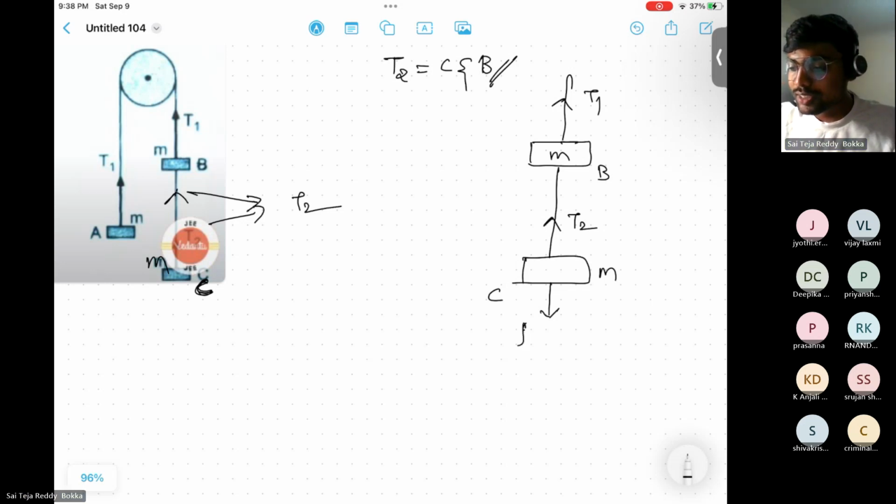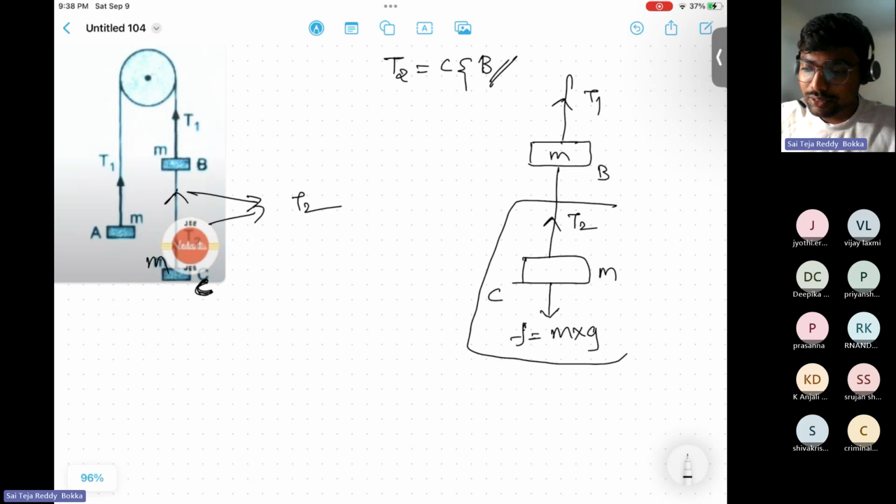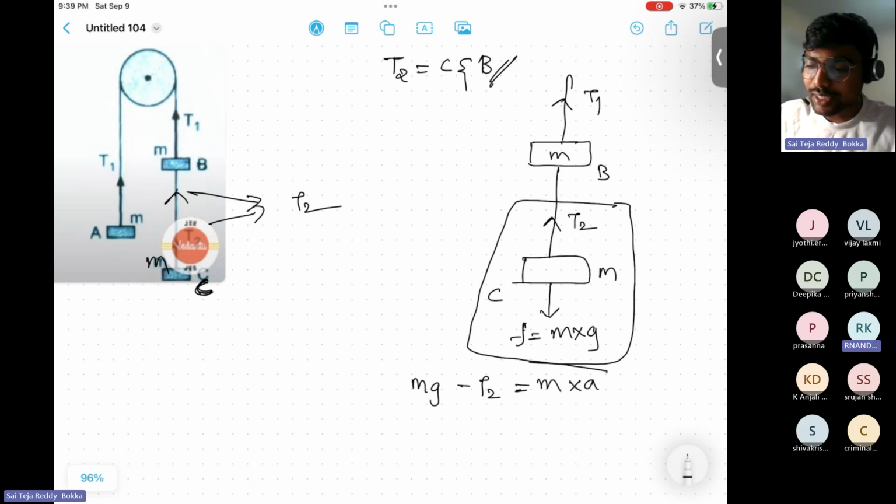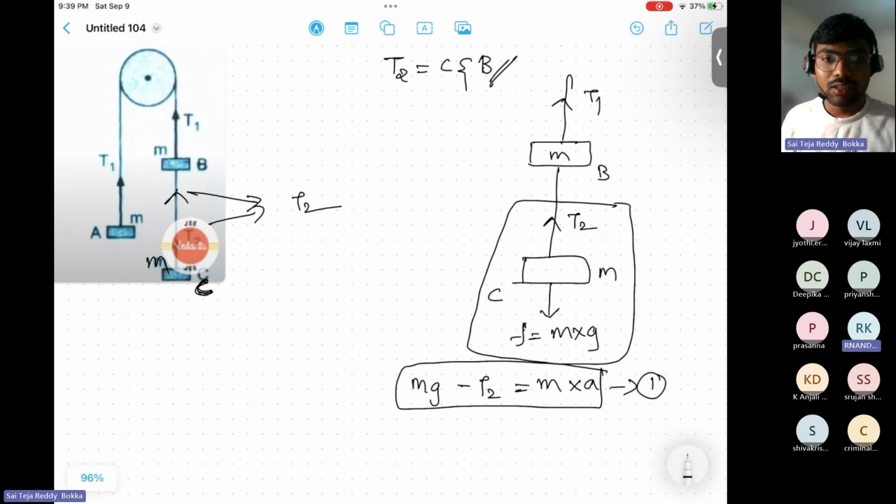Here, force F is equal to M into G. Now, resolving the free body diagram for this block, mg minus T2 will be equal to mass into acceleration. This will be your first equation.